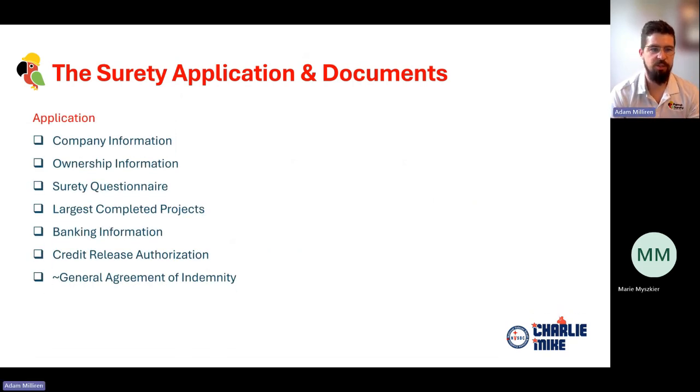They're going to ask company and ownership information. They're going to ask a few questions about your bonding history, legal history, bankruptcy, stuff like that. They're going to gather some information on your largest completed projects. They're going to want banking information, maybe credit line information. And then at the end of the application, there will be some sort of credit release authorization and potentially a general indemnity agreement that you're going to be signing.